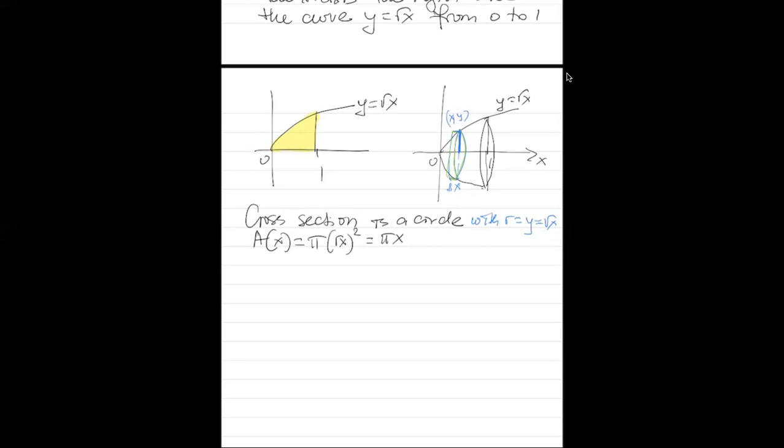And now the volume of a solid will be an integral, and let's write the formula first: the integral of the area of the cross-section dx from a to b. What is a to b for our case? How are we slicing? We're slicing along the x-axis from 0 to 1. We have the formula, pi x dx, which is very easy to integrate. This ends up equal to pi over 2.